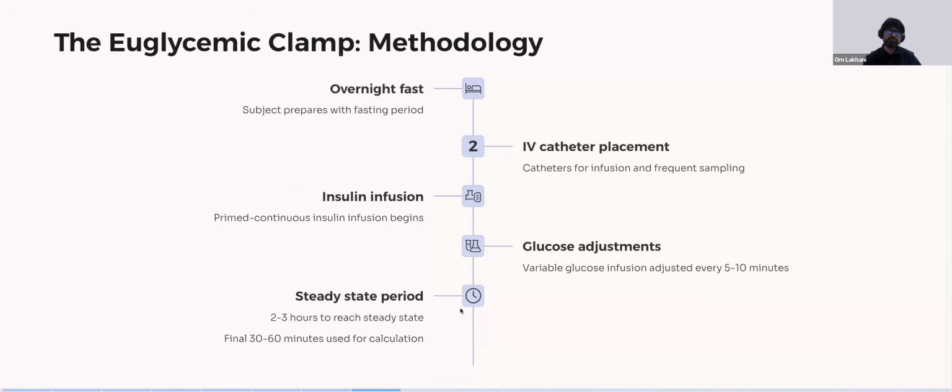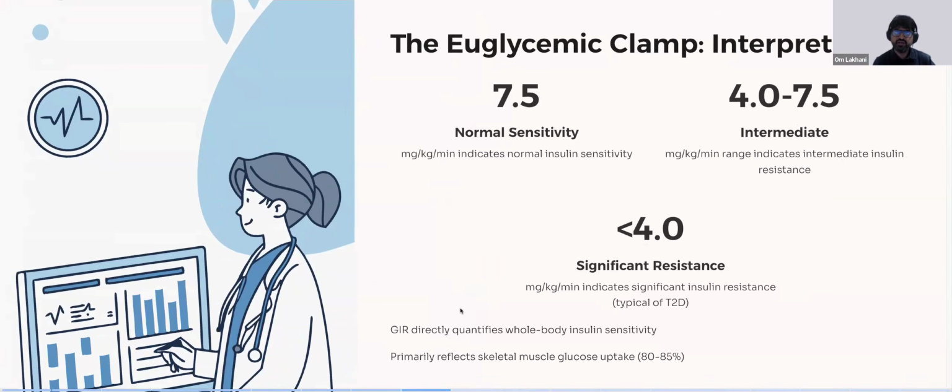So how do you do this? The patient comes after an overnight fast. You put an IV catheter, you give insulin infusion, then you give a variable rate of glucose adjustment, and you maintain a steady state level. And then all you have to do is see the glucose infusion rate, how much glucose you have to give to maintain the steady state of the glucose.